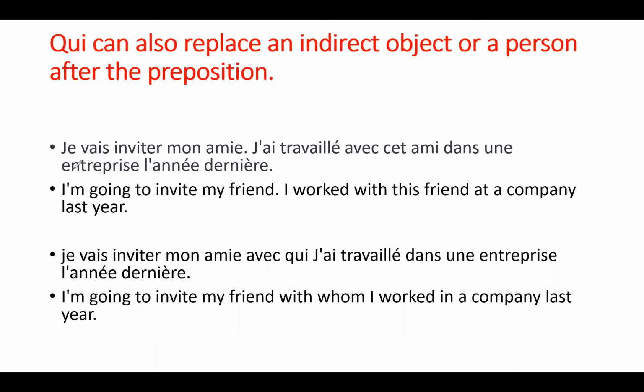So there are two sentences. The first one is the main clause. The second one is the subordinate clause that gives information about the main clause. Now here you can see that whenever there is a preposition followed by a person, qui replaces the indirect object. After the preposition, cet ami is the person.